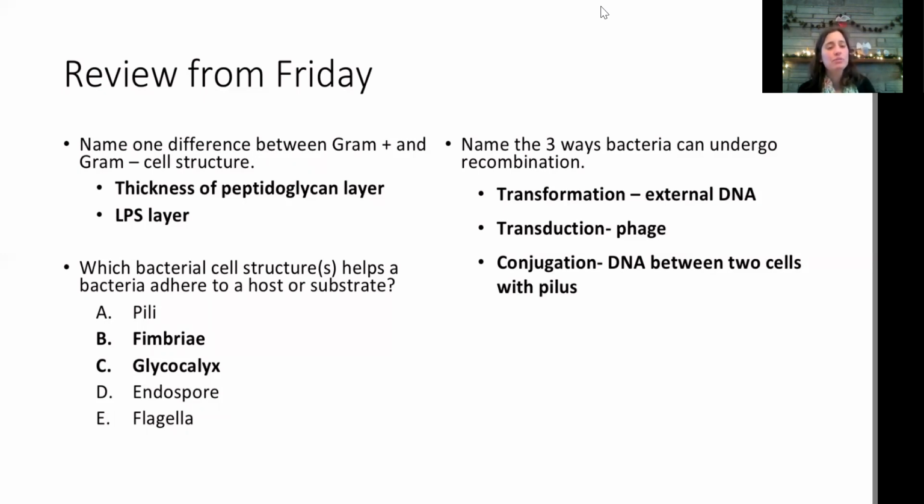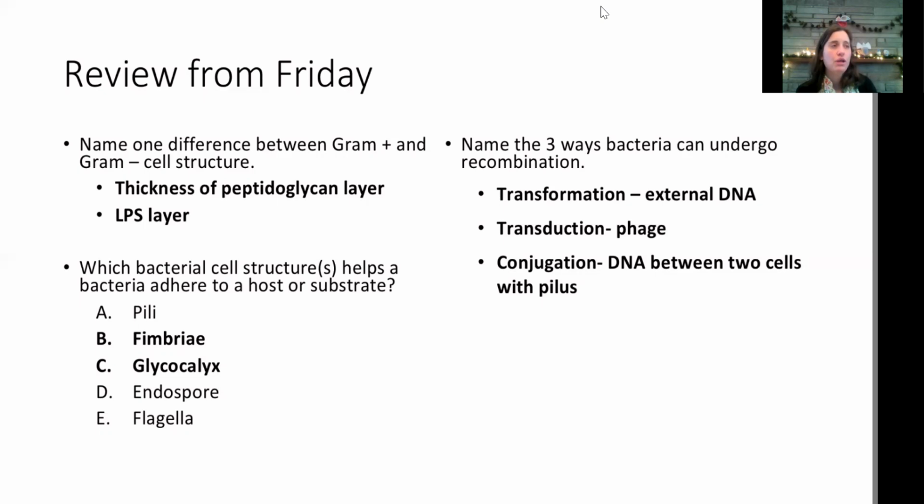Number 2, which bacterial structure or structures help a bacteria adhere to a host or substrate? There are 2 answers here, fimbriae and the glycocalyx. You should remember what all of those other structures do as well. The pili is for conjugation. It's longer, but it looks structurally the same as a fimbriae, but has a different function. Fimbriae are smaller, can be a lot of them, and they're used for adherence to a host cell or to a surface. The glycocalyx can be organized or unorganized. If it's organized, it's a capsule. If it's unorganized and looser, it's a slime layer.